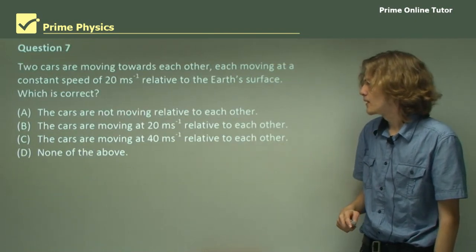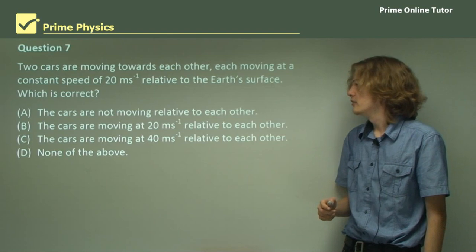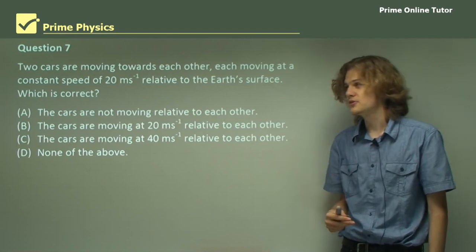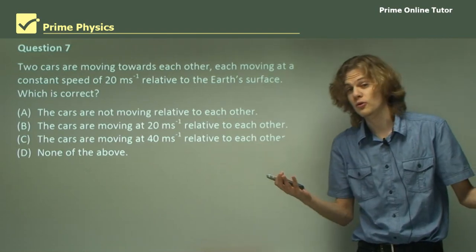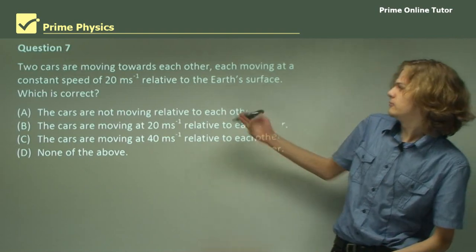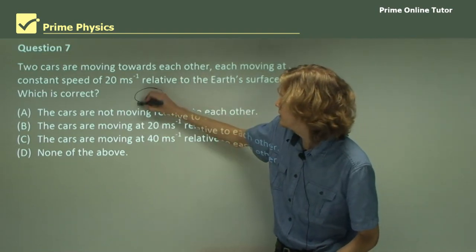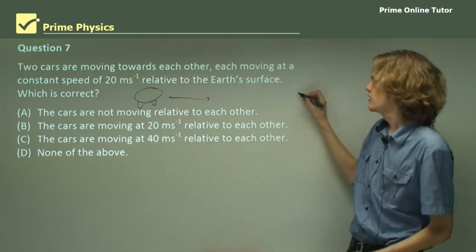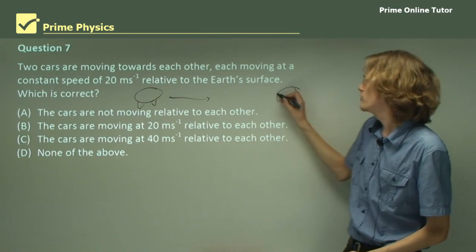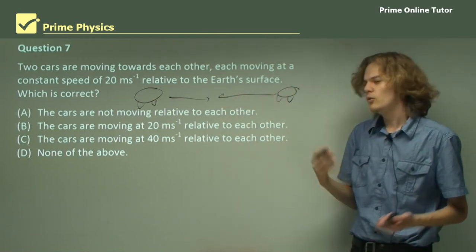Question 7. Two cars are moving toward each other, each moving at a constant speed of 20 meters per second, relative to the Earth's surface, of course. So we have one car here with two wheels moving that way, one car here with two wheels moving that way. Now, which is correct?